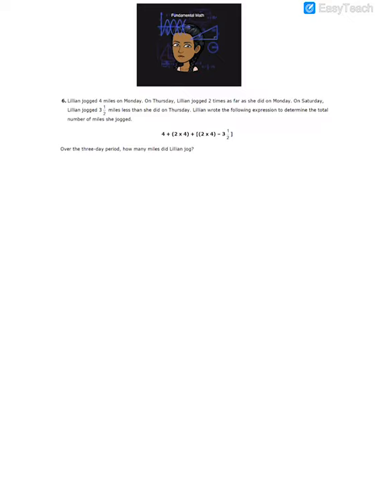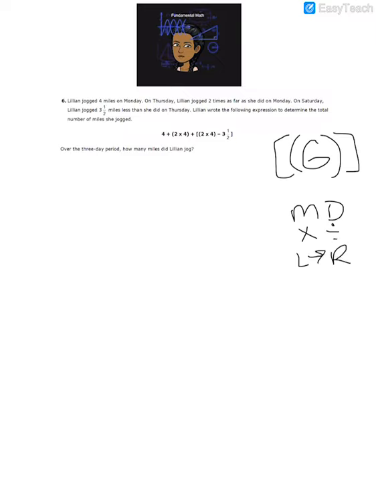So what we're going to do is come over to the side and write GEMDAS. Now, GEMDAS is like PEMDAS, but we use a G that represents grouping symbols. That's parentheses and brackets. Then we have multiplication and division. When we see them sitting next to each other, we work them left to right because they are inverse operations. And then we have addition and subtraction, which are also inverse operations, so we work them left to right.